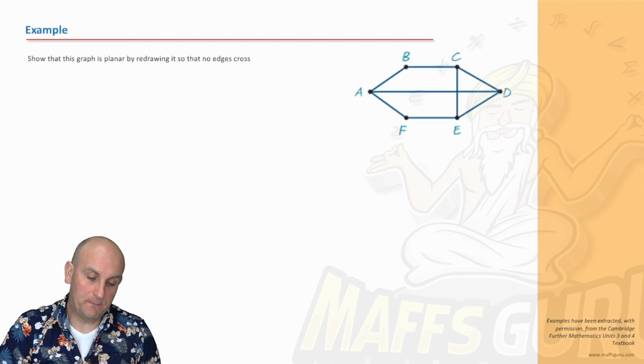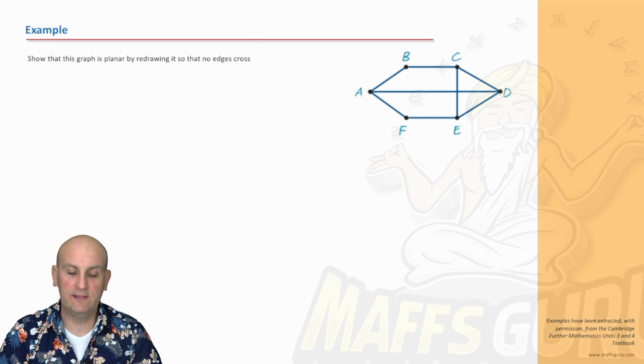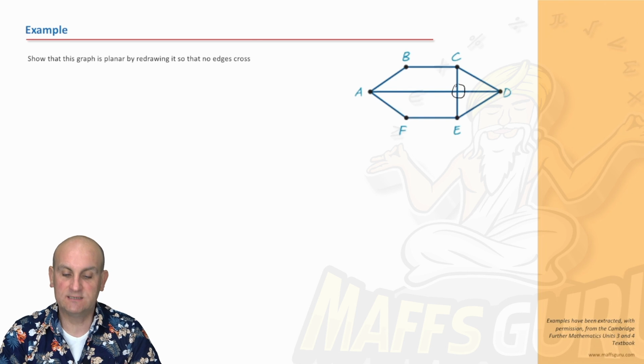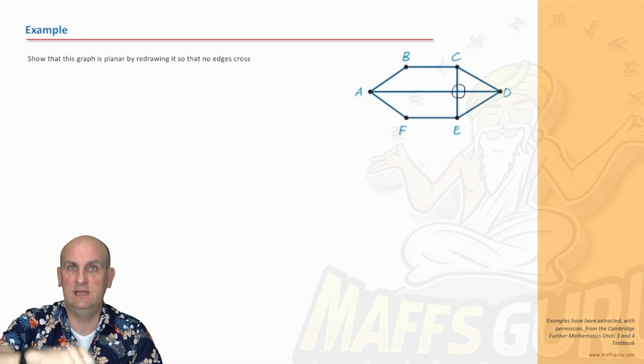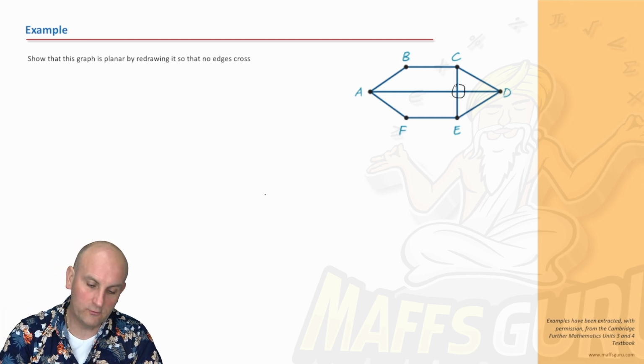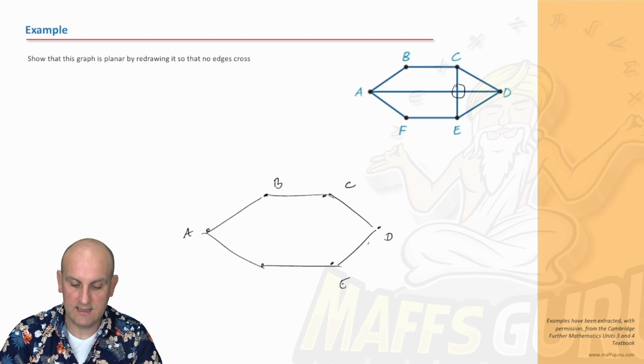Show that this graph is planar by redrawing it such that no edges cross. Obviously we've got to try and do something with that diagram. What can I do? Well, I'm going to think of the connection between C and E like a rubber band. So I'm going to do B, C, D, E, F, and A. Let's connect those together because we've got the outsides connected together. Let's do the letters A, B, C, D, E, and F.